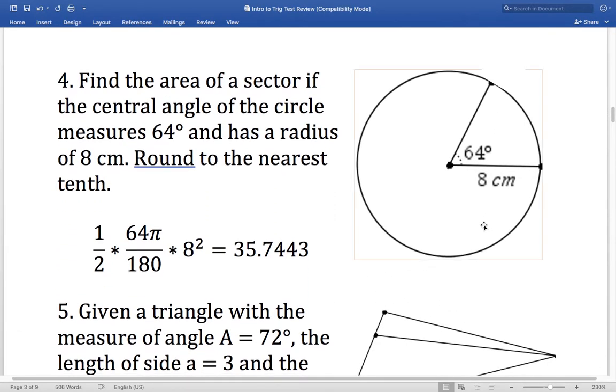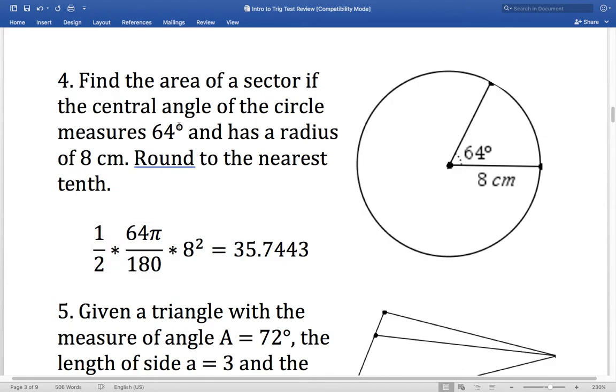Okay, sector area. To find the area of a sector, it's 1/2 times our angle in radians times our radius squared. That is the formula to find the sector area.